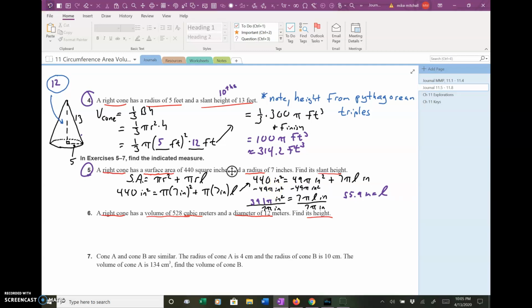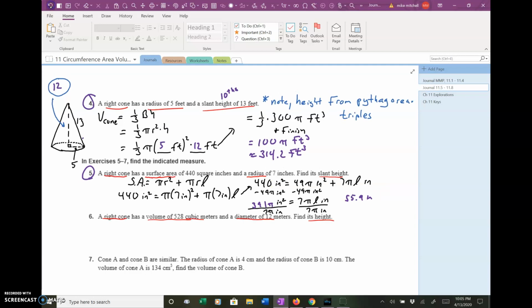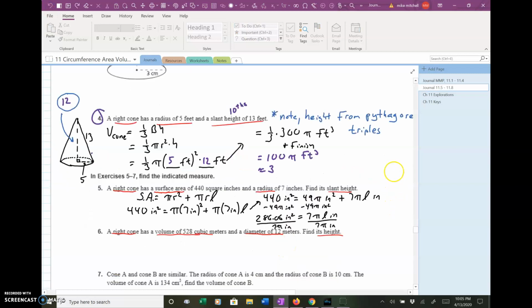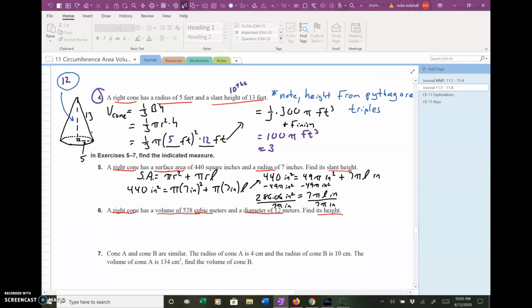So let's go back to that. Keep going back. One more. There it is. That's going to be our 440 minus 49 pi is 286.06. Divide by 7 pi. So I put that in my calculator. I get 13.00796086, or about, whoops, I need a different pen here. About 13.0 inches is equal to my slant height.